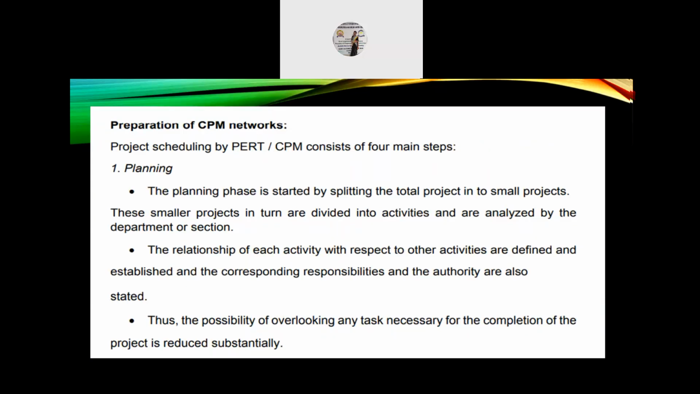Preparation of CPM network. Project scheduling by PERT or CPM consists of four main steps. Number one, planning. The planning phase is started by splitting the total project into small projects. The smaller projects in turn are divided into activities and are analyzed by the department or section. Relationship of each activity with respect to other activities are defined and established, and the corresponding responsibilities and the authority are also stated. Thus, the possibility of overlooking any task necessary for the completion of the project is reduced substantially.